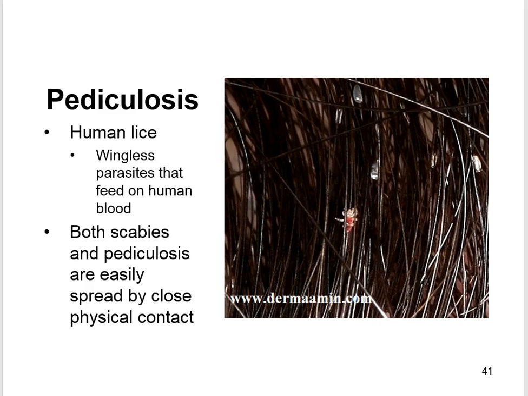Pediculosis, this is human lice. They are wingless parasites that feed on human blood. Both scabies and pediculosis are easily spread by close physical contact. So pediculosis corporis is the body louse. Pediculosis capitis is the scalp, and pediculosis pubis affects the pubic area.